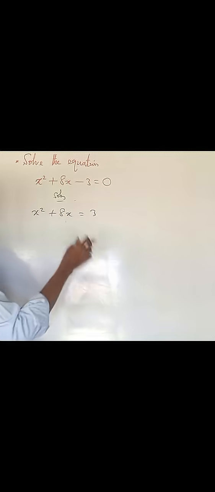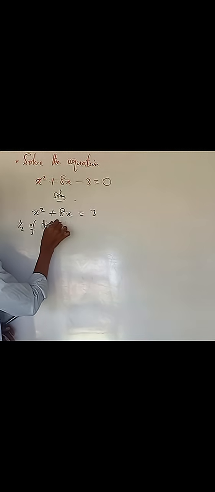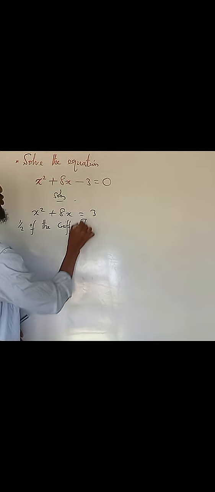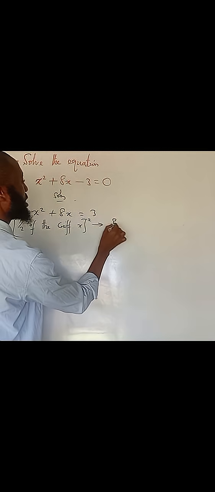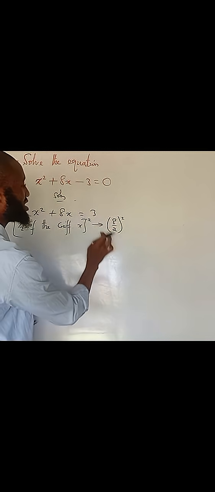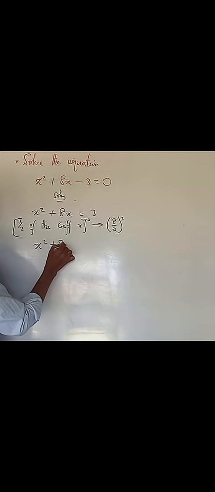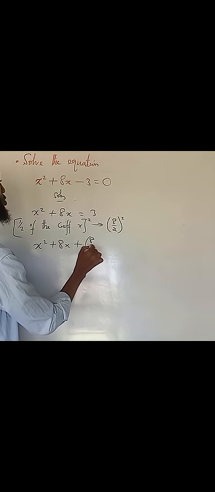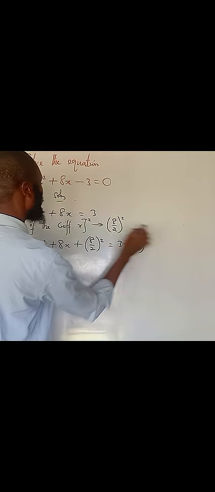For this to become a perfect square, what do you do? You add half of the coefficient of x, and you square it. That gives us what? Half of 8, that is 8 over 2, squared. This is what you add to both sides to complete the square on the left hand side. We now have x squared plus 8x plus 8 over 2 squared, equals 3 plus 8 over 2 squared.